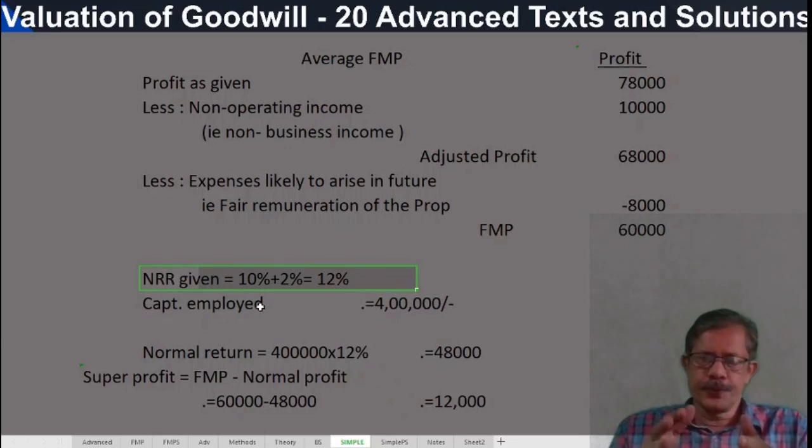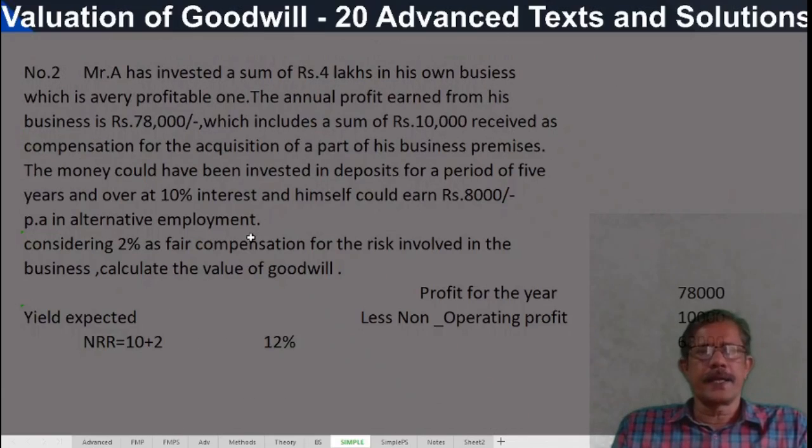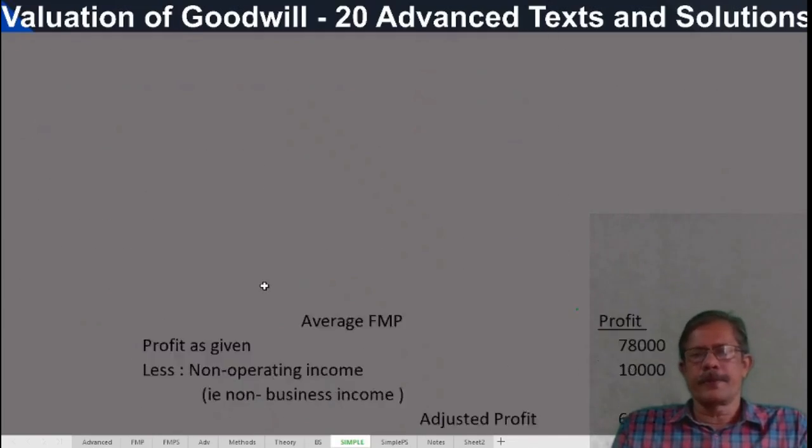Which method do we have to choose here? Goodwill always means a super profit, so we can apply the super profit method here. What are the different variants of the super profit method? Capitalization of super profit and purchase of super profit method. Here the purchase price is not given, so we can take the capitalization of super profit method.